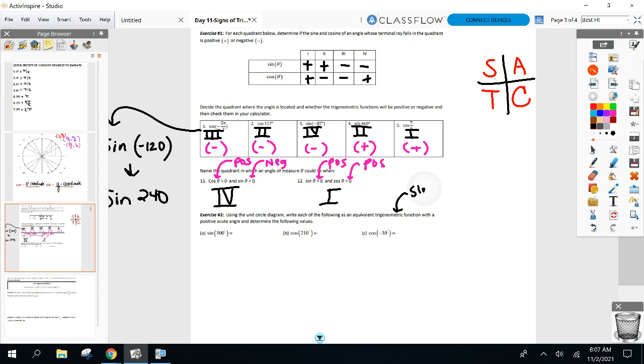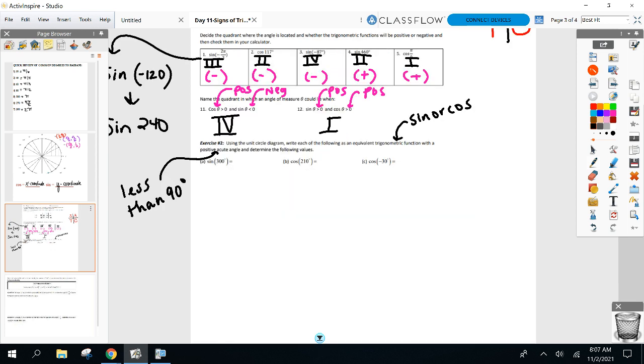I want sine or cosine. Okay, in your answer, sine or cosine with a positive acute angle. What's that mean? Positive acute angle. Your angle's got to be what? Less than 90. Darn right it does. And then I want you to find the exact value of it. Okay, so it's 2 parts. Rewrite it using sine, cosine, but with an angle less than 90. And then find the value.